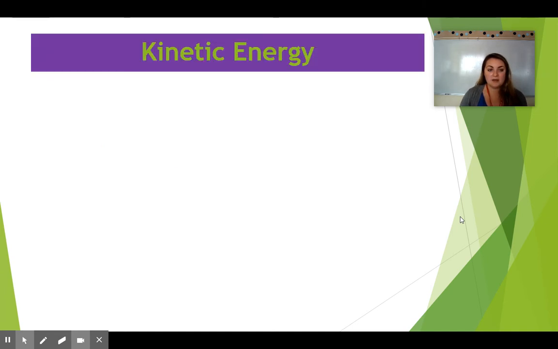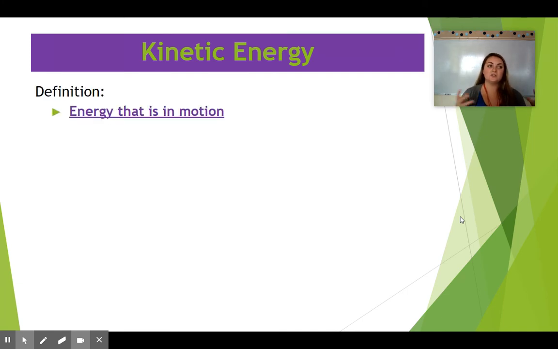Kinetic energy is the opposite of potential energy. And that is energy that is in motion. So potential energy is stored, not moving. Kinetic energy actually means motion. If you ever hear someone say that they're a kinesthetic learner, it has the same prefix, kine. And that just means that they like to actually do something to learn something, like they're a hands-on type of person. So they're actually moving. And so kinetic energy is energy that is in motion.